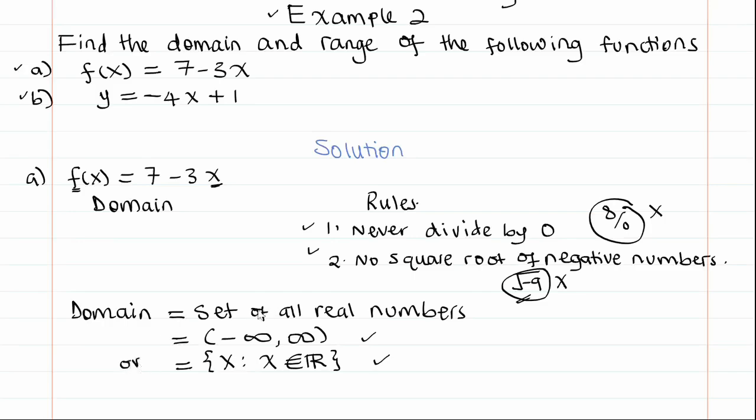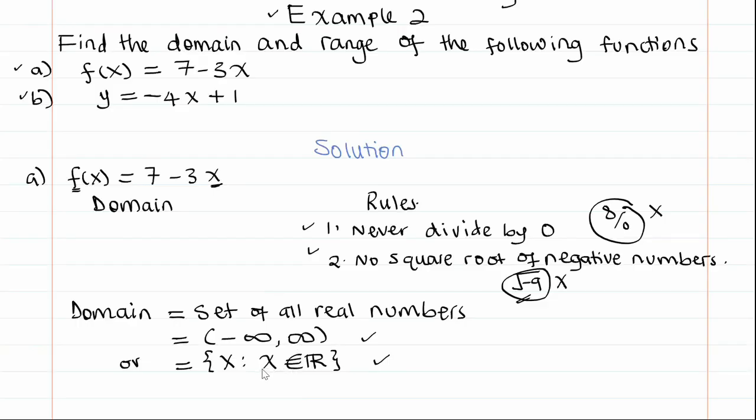You just need to adhere to your question. If the question is specific that in the interval notation, you write this. But if they have said in the set builder notation, you write the second one. But if the question is open, you choose one of these. That is the domain for part A.